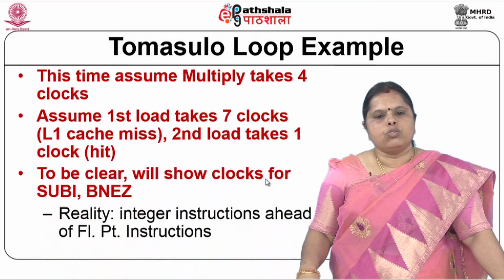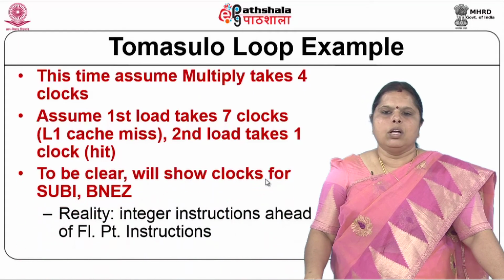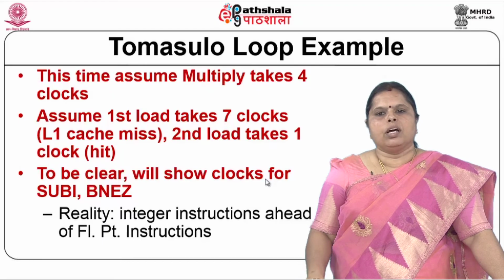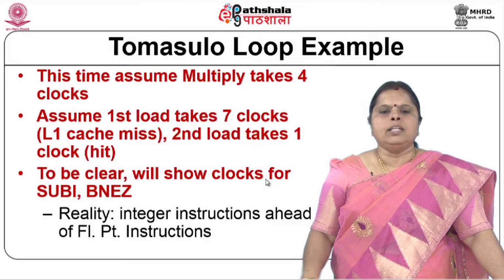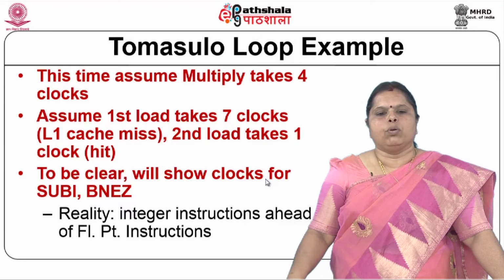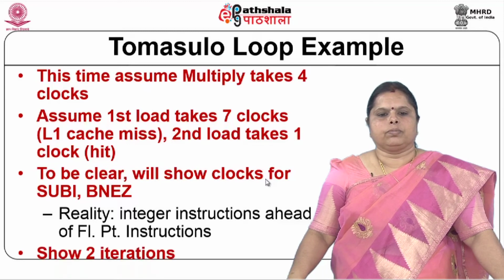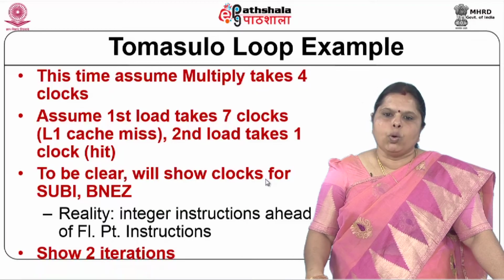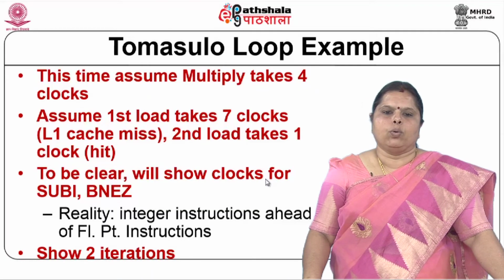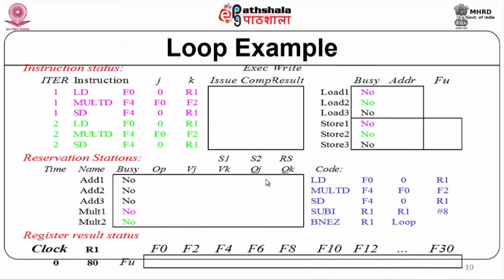And we will also show the clock cycles for the sub and branch instructions, even though they are integer instructions. But in reality, integer instructions just have a latency of 1, so they are ahead of the floating point instructions. And we will go through 2 iterations of the loop to get clarity on the concept of dynamic unrolling and branch prediction. So these are the data structures that are maintained by Tomasulo's dynamic scheduler.